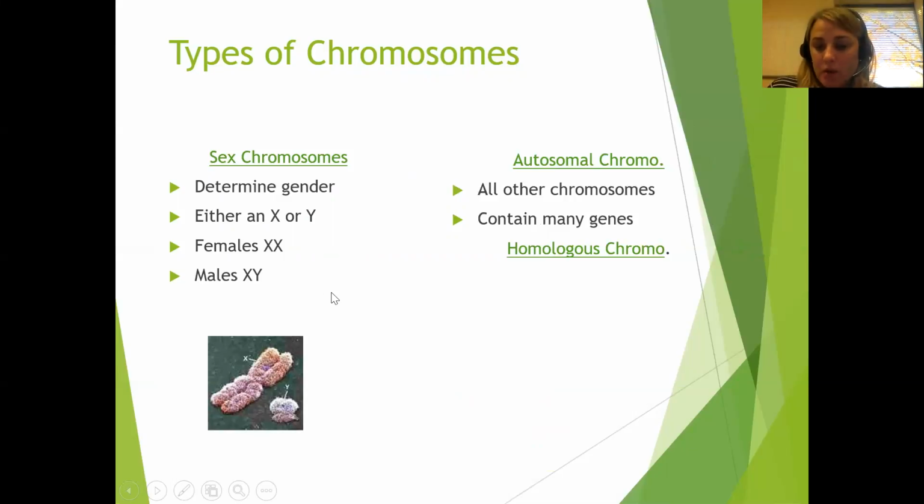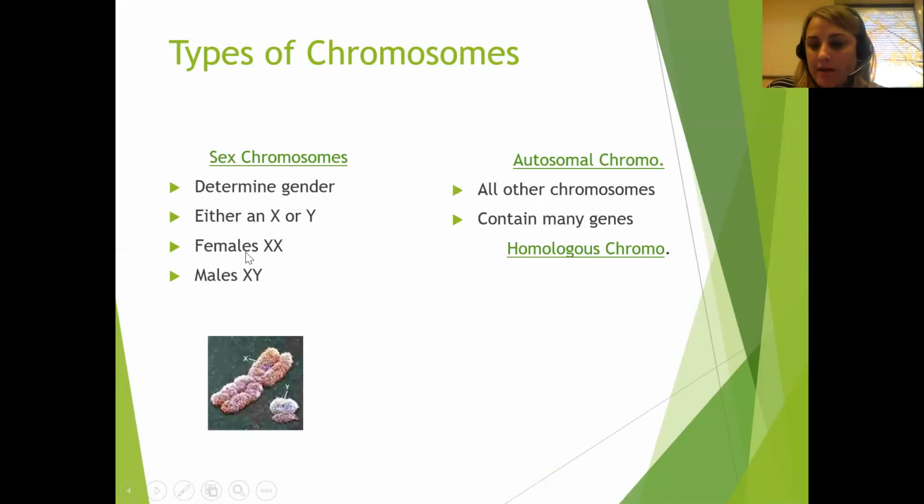You have two copies. If you are a female, you have a copy of an X and another copy of an X. If you are a male, you have a copy of an X and then you have a copy of a Y. So when sex is being determined in a baby, the male's actually doing it.